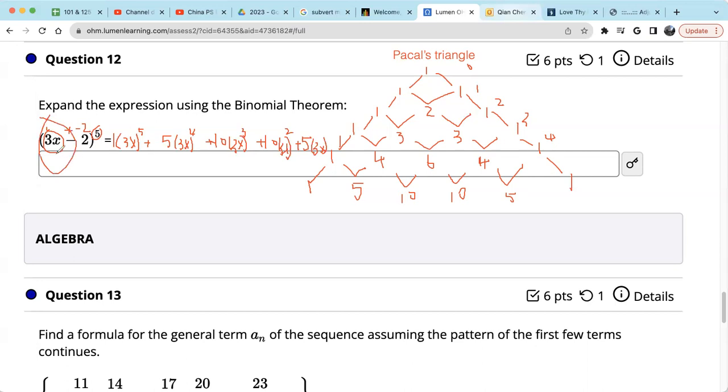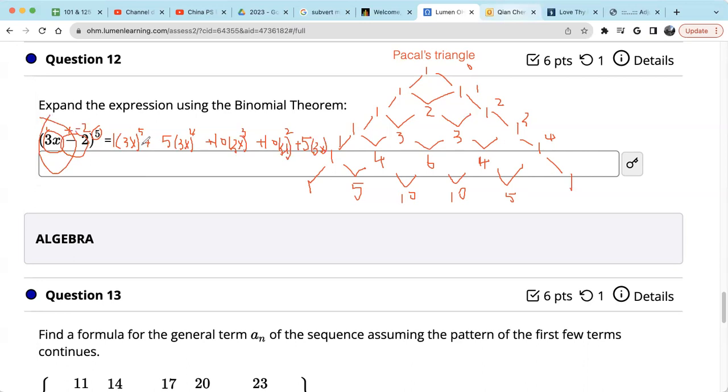So the first term goes in descending order. You see the first one in the first term is a 3x raised by 5, then raised by 4, raised by 3, raised by 2, raised by 1, then raised by 0. The second term is negative 2. Negative 2 goes ascending order.